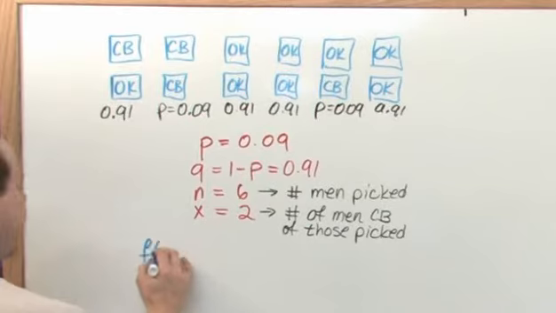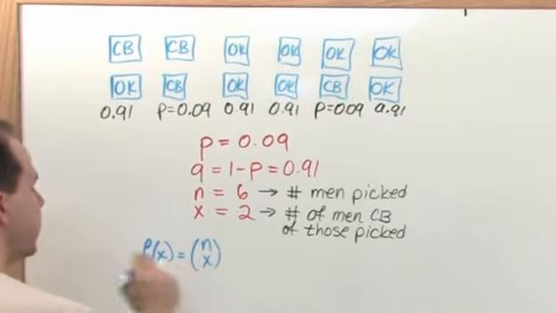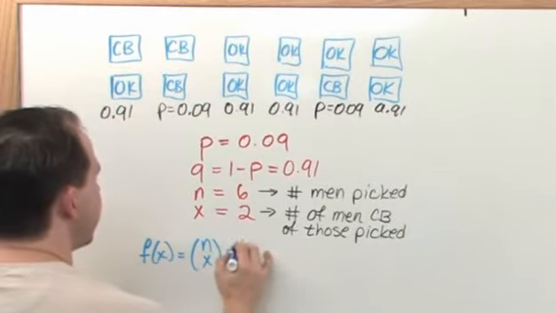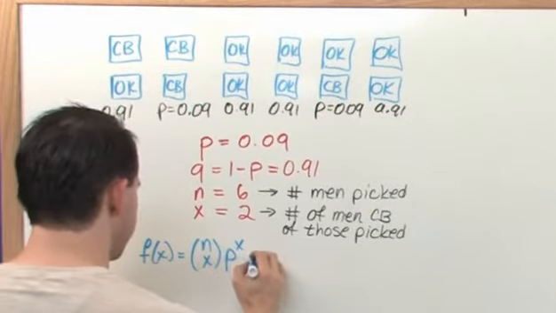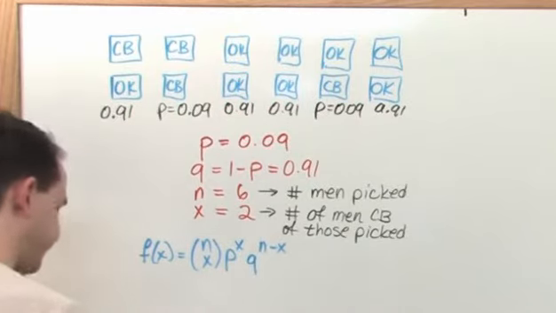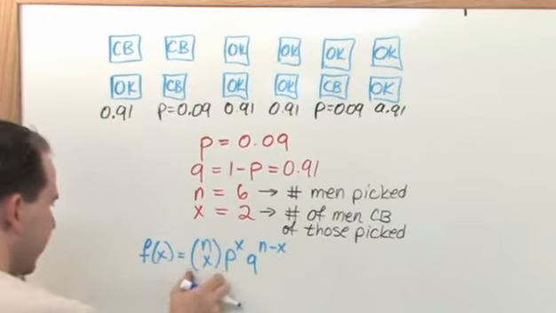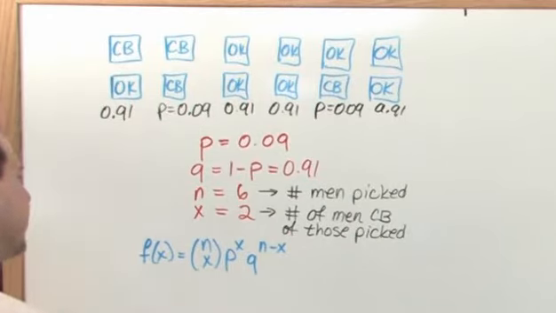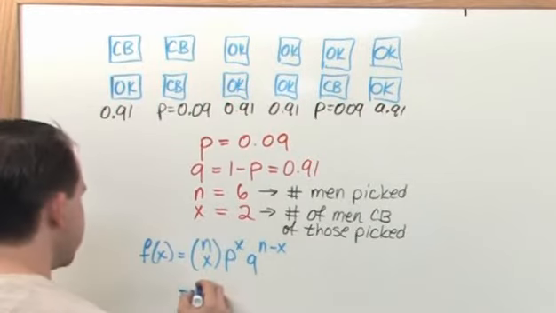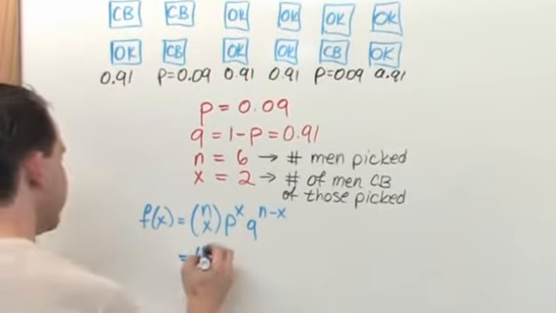So f of x is going to be equal to, this is how we wrote it down, n combination with x, p to the x power, q to the n minus x power. Pretty simple formula, but this gets a little bit more expanded when you write it down. So if we're going to use what we have here, all you do is you put in what you have.